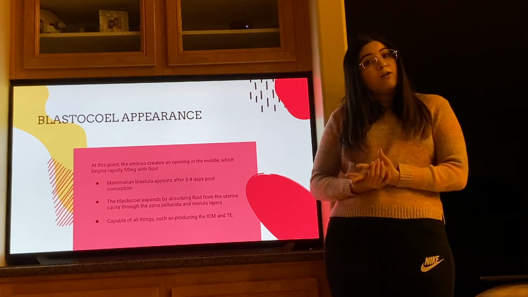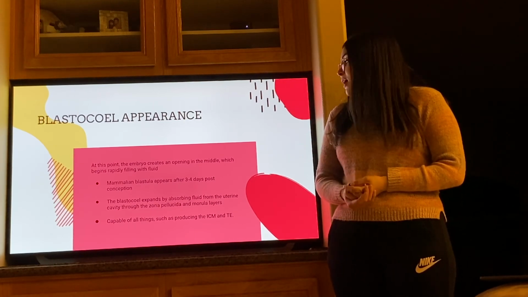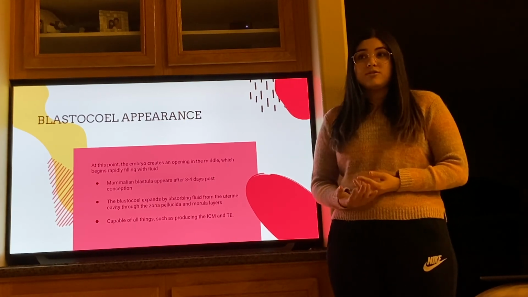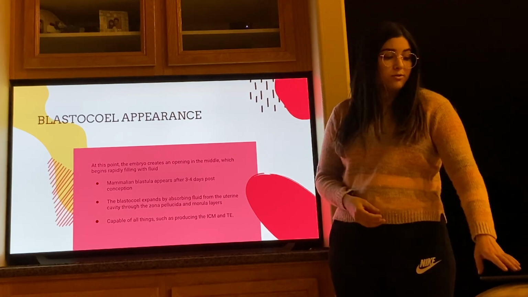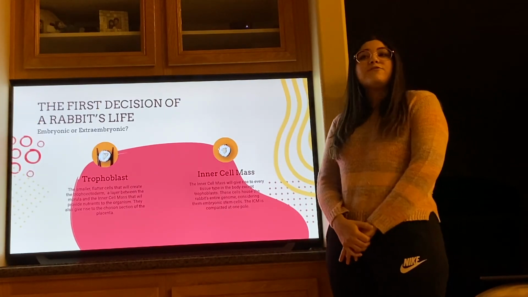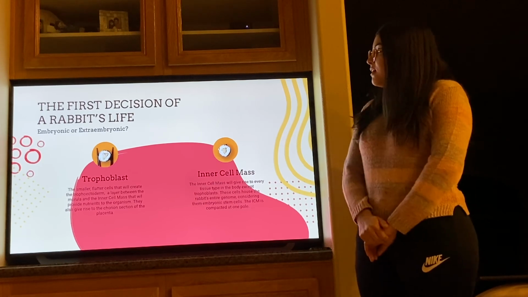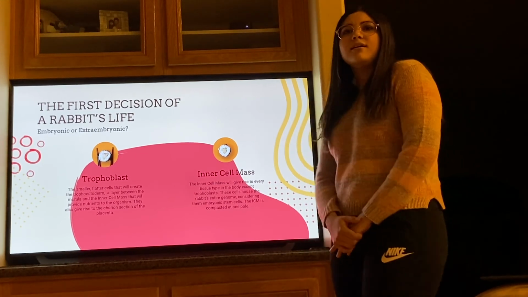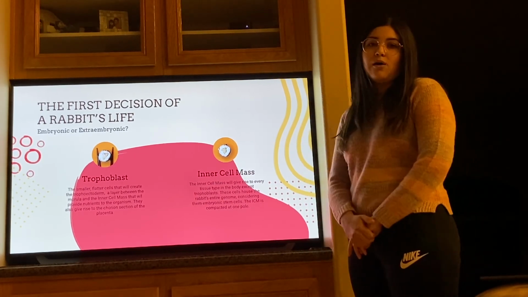It's also capable of all things, which means that it's pluripotent, such as giving rise to the intracellular mass or the trophoectoderm, which I'll talk about in just a moment. So this is the first decision in a rabbit's life. Is it embryonic or extra-embryonic? This is the question that the tissue will go through.